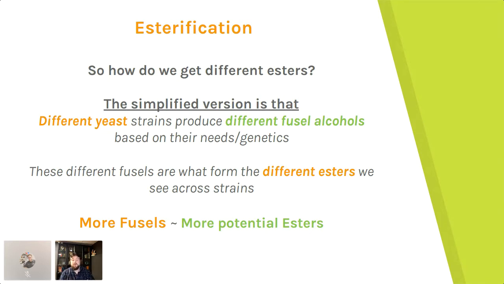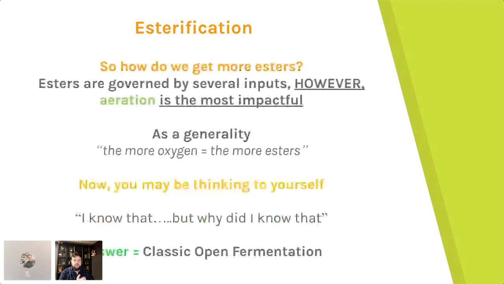So the question now becomes, how do we take the fusels present inside our beer and help ensure they're actually going to turn into esters on the other end? Esters are an incredibly complicated topic, which we'll talk about in later webinars and later series. However, there is a Cole's Notes version: the more oxygen, the more esters. If you want more esters, add more oxygen. If you want fewer esters, decrease oxygen.